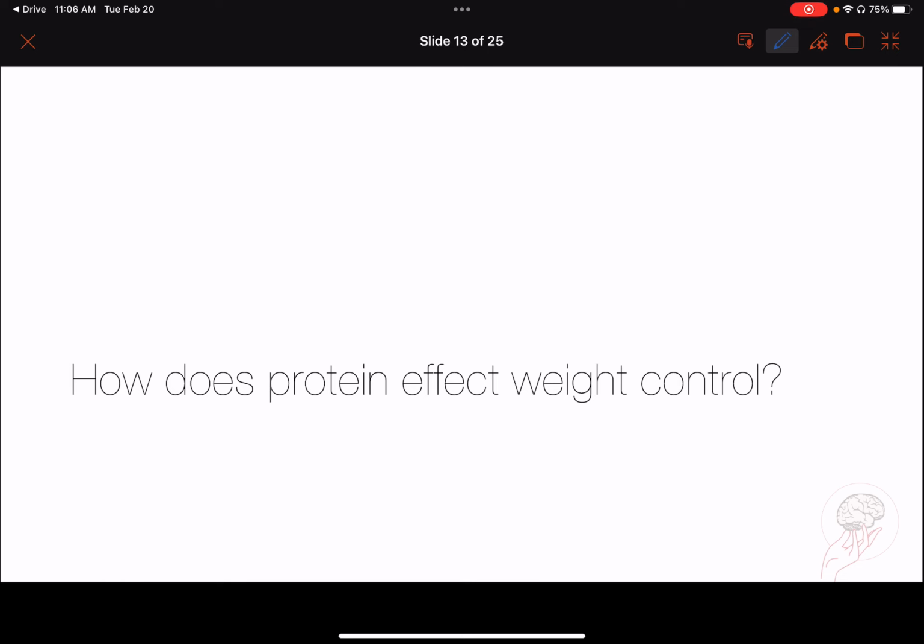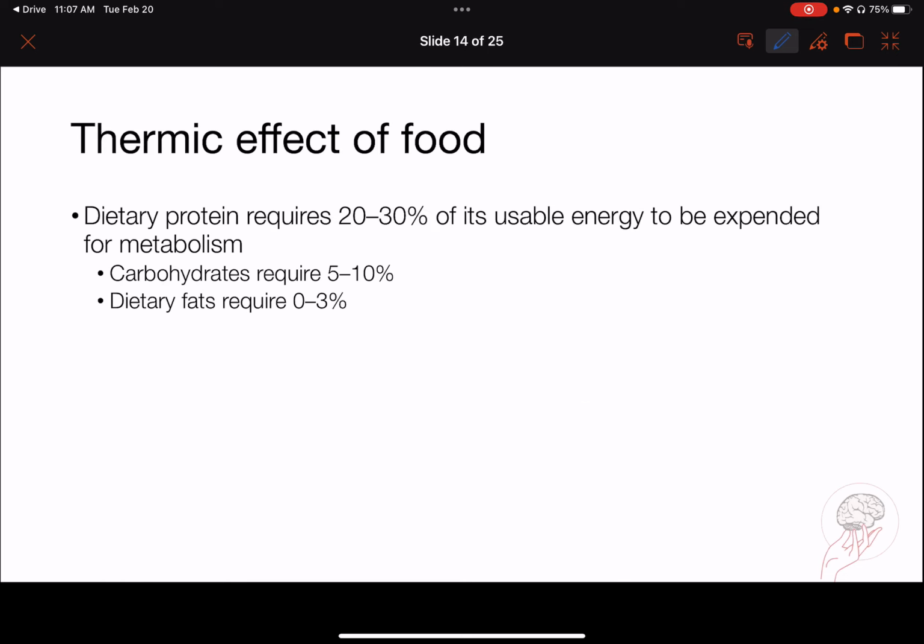But this class is really about weight control. So how does protein affect weight control? The most obvious is the thermic effect of food. Dietary protein requires 20 to 30% of its usable energy to be expended for its own metabolism. This is inefficient, which means we're getting less energy per protein because we have to spend 20 to 30% to digest it. Just think about all the enzymes.